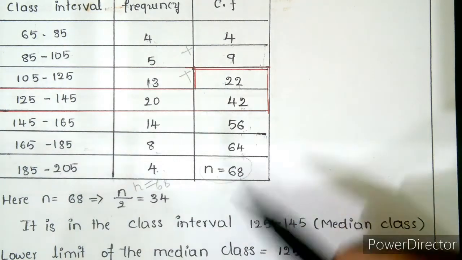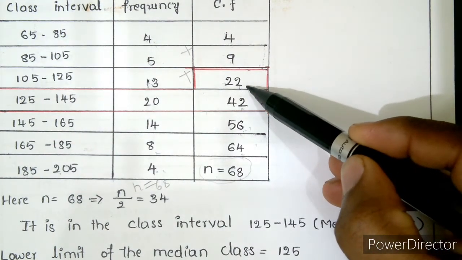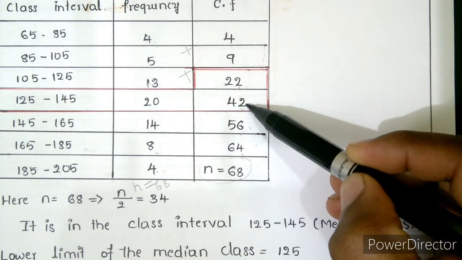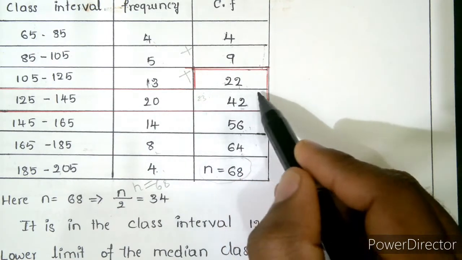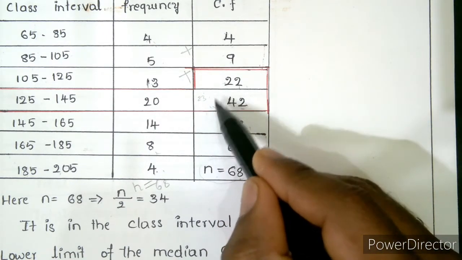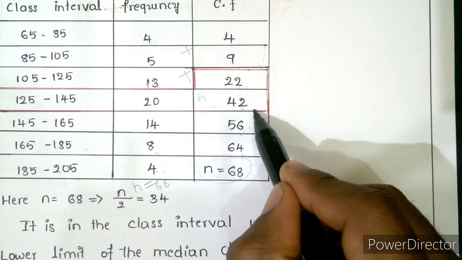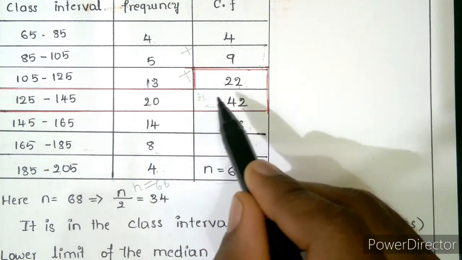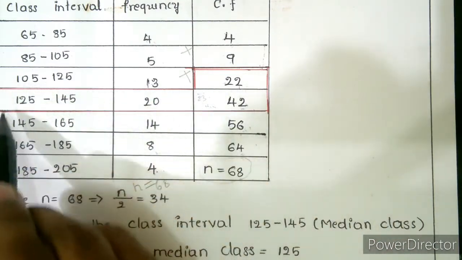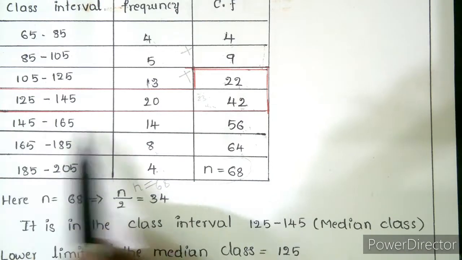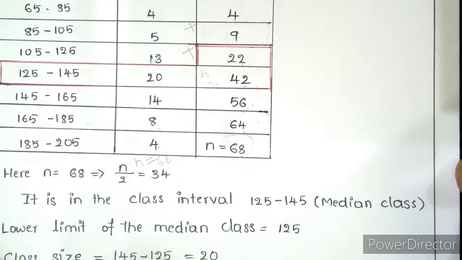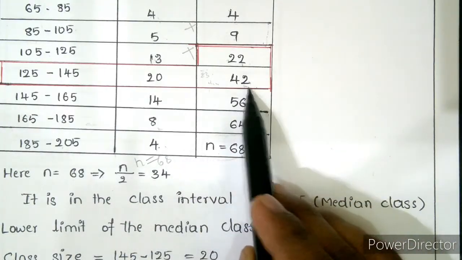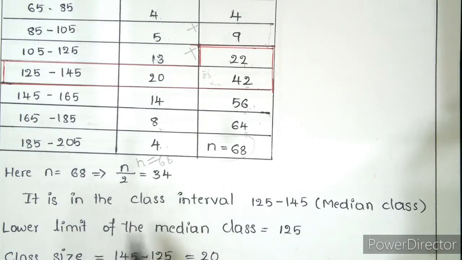So where do you get the number 34? You have 22 here and 42 here. After 22 comes 23, 24, 25, 26, 27, 28, 29, and so on up to 42, so 34 is also here. The cumulative frequency 22 to 42 contains 34. Therefore this is the median class, from 125 to 145, since n by 2, which is 34, exists in 125 to 145.